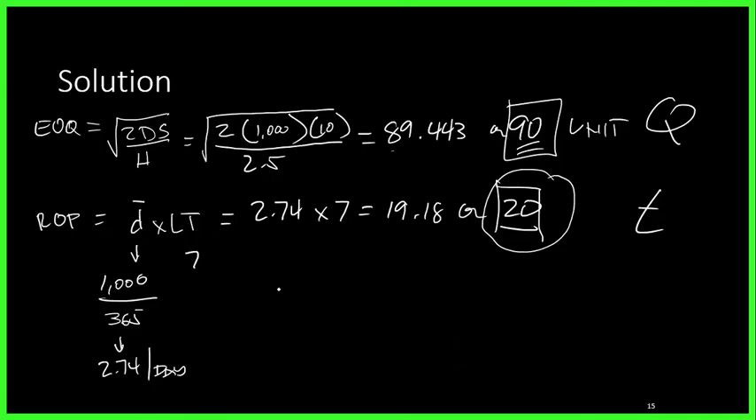So sir, what about your safety stock? If you have a safety stock, your reorder point will now be the average times your lead time, plus your safety stock. And there are different ways on how you can compute for your safety stock. Most of the time, your safety stock will be based on the fluctuation of your lead time.